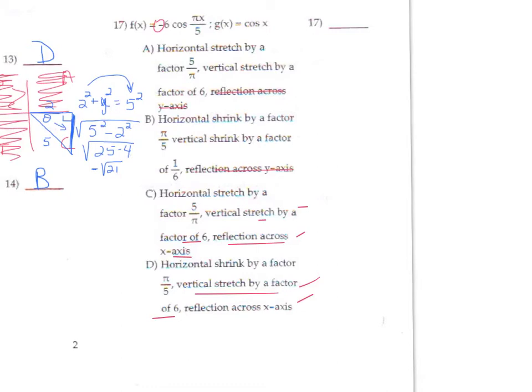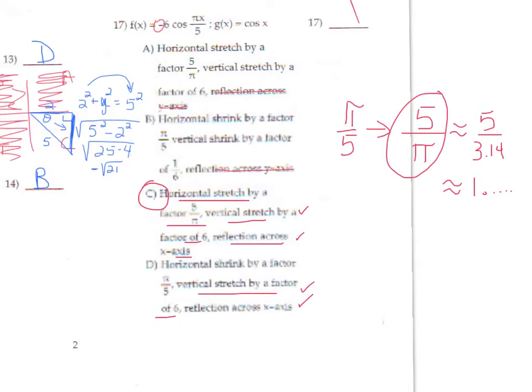Now, what about the pi over 5? We'll get the reciprocal of that. The reciprocal of pi over 5 is 5 over pi. As you know, pi is approximately 3.14. So it's 5 divided by about 3.14. And what's going to be the answer for that? Well, that's going to be about 1 point something. So that means that it's going to be more than 1. So it's a horizontal stretch because it's more than 1. By a factor of what? Of 5 over pi. Okay, so that is letter C. Horizontal stretch by a factor of 5 over pi. So the answer is C. Next, let's move on to the next page.